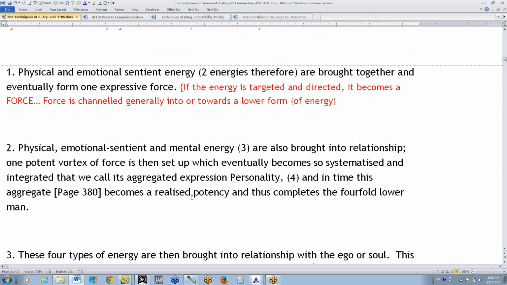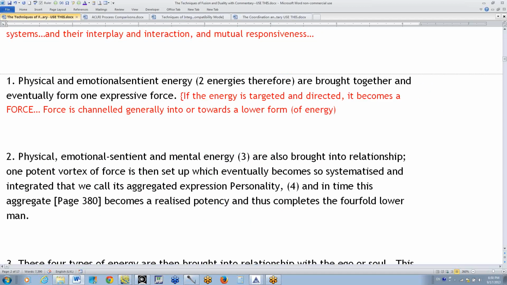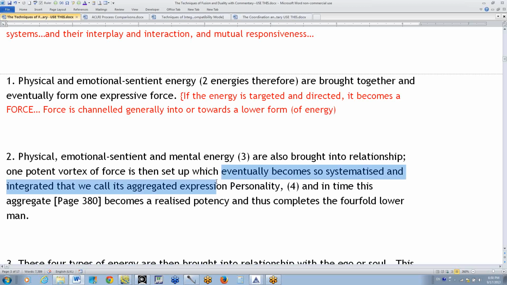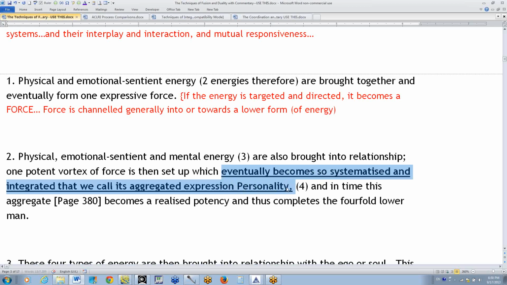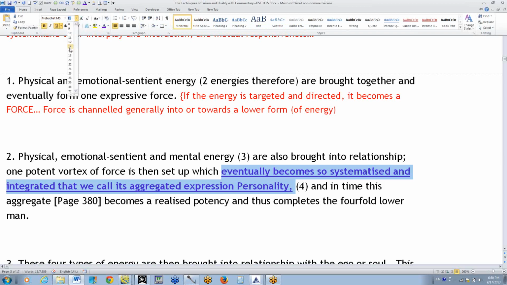Physical, emotional, sentient, and I see here that there should be a little dash there, really. Physical, emotional, sentient, and mental energy, three, are also brought into relationship. One potent vortex of force is then set up, which eventually becomes so systematized and integrated that we call its aggregated expression personality. And let's just say that this is another great definition of personality.